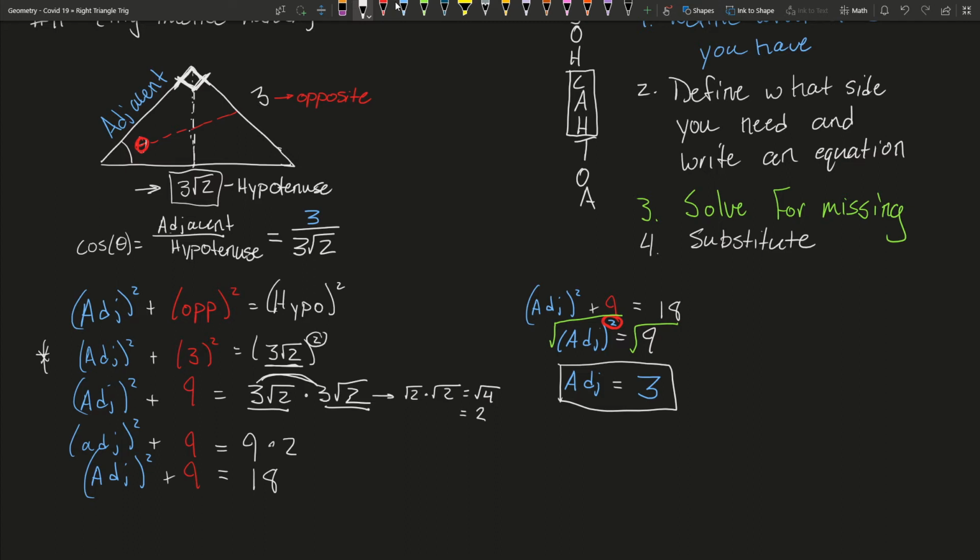Now, this is almost correct. And again, I think this is where people start to get a little bit confused. This is not a rational answer. Okay, it's not a rational answer because there's a square root in the denominator. In order to get the square root out of the denominator, we have to multiply by some clever form of 1.